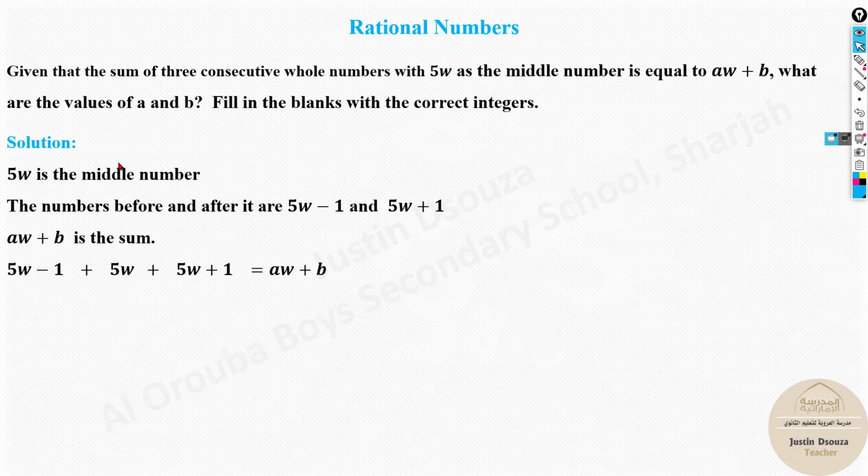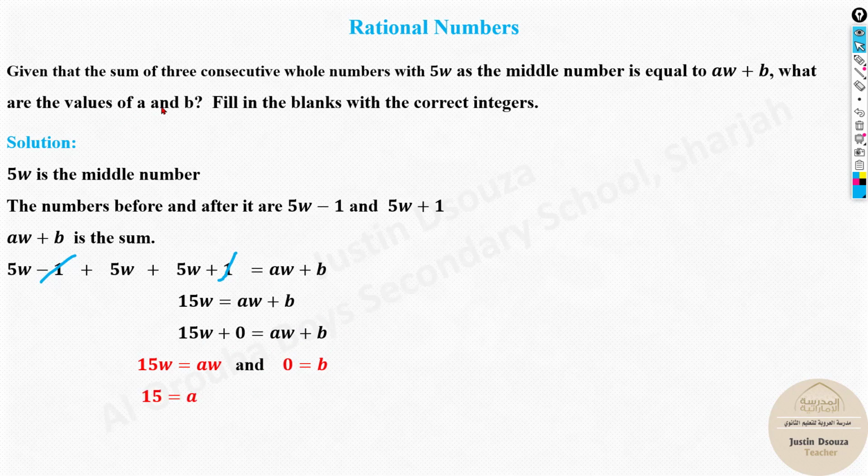Now solve this and we will find the coefficient of w, that will be a, and the value of b. Minus 1 plus 1 cancels off. 5 threes are 15, so we have 15w, that is equal to aw plus b. This can be written as 15w plus 0, because 15 is the coefficient of w, same way a is the coefficient of w. Since we don't have anything else, it's 0, that is equal to b. So 15w is equal to aw and 0 equals b. So the answer is a is 15, b is 0. This is how we can solve this problem.